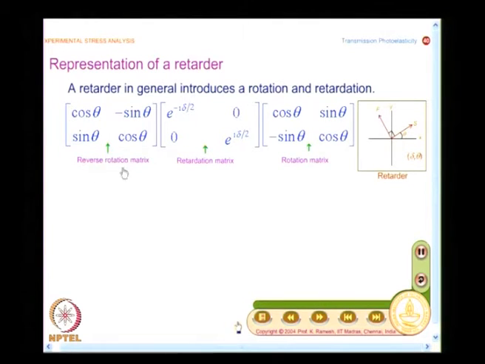So, I put a reverse rotation matrix, but what I want is, I want you to do the matrix multiplication right in the class, and when you do this, you expand this e power minus i delta by 2 as cos delta by 2 minus i sin delta by 2 and do the simplification. So, that is what I have been saying. In photoelasticity, you need to have matrix manipulation, you also need to know trigonometric identities. If you know these two, development of the mathematical aspect of photoelasticity is a lot simpler.